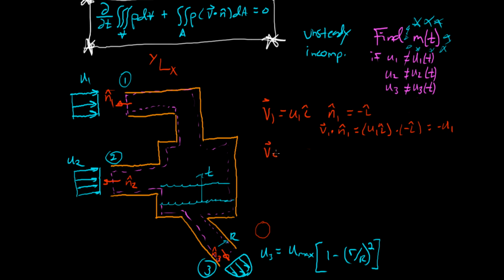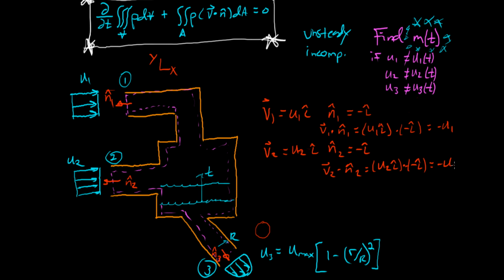And that lets us write that V1 dotted with n1, V1 dot n1, is equal to u1 i hat dotted with minus i hat, which is just minus u1. V2 here at the second inlet, same story. It's horizontal, so it's in the i direction. So we have u2 i. n2 points in the negative x direction again. It's still a minus i hat. And so V2 dot n2 is equal to u2 i dotted with minus i, and that's equal to minus u2.